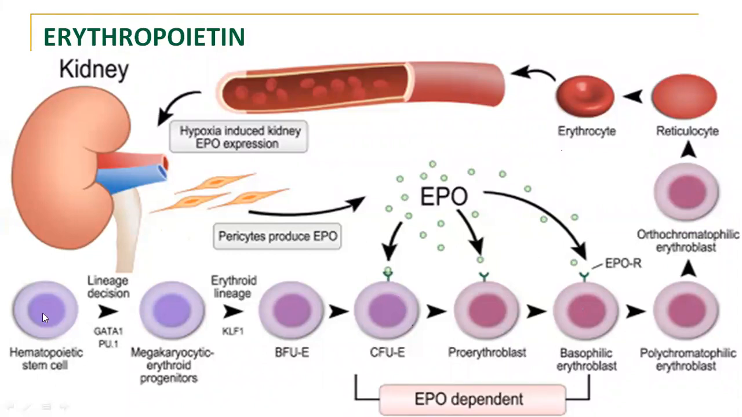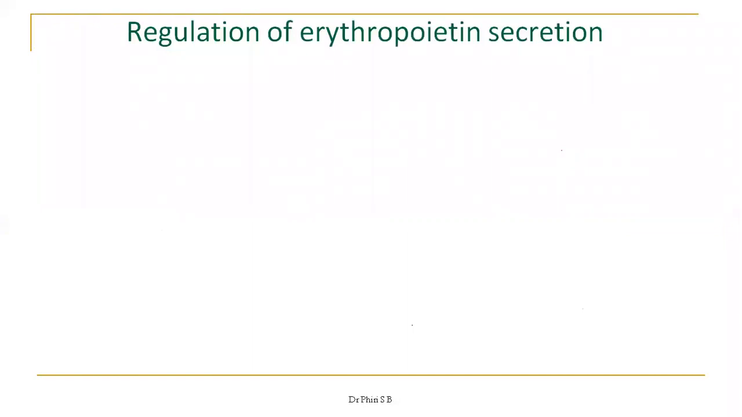Remember the hematopoietic stem cell and also these other erythroid progenitor cells, they don't have receptors for erythropoietin. So they're not going to respond to erythropoietin, but these other three cells, they will, because they can express those receptors for erythropoietin.